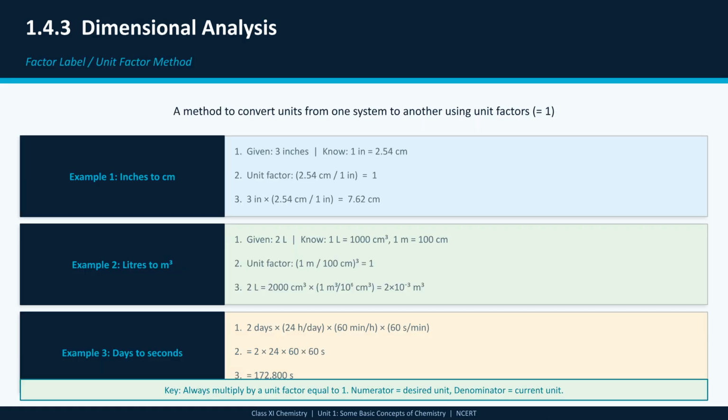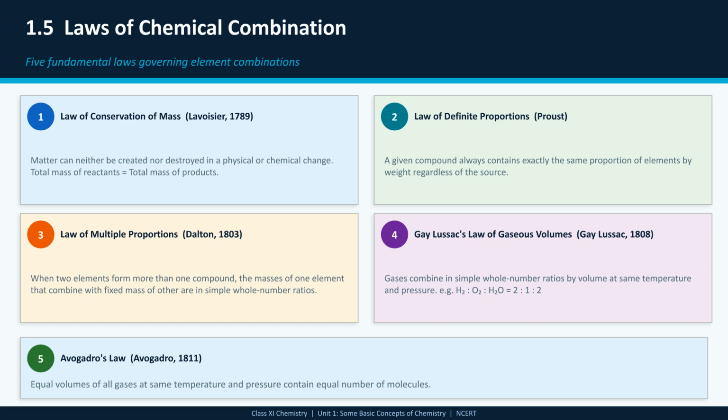Dimensional analysis, or the unit factor method, is a technique to convert units by multiplying by unit factors equal to 1. The key is to ensure the numerator contains the desired unit and the denominator contains the current unit, allowing for cancellation. 5 fundamental laws govern chemical combinations.